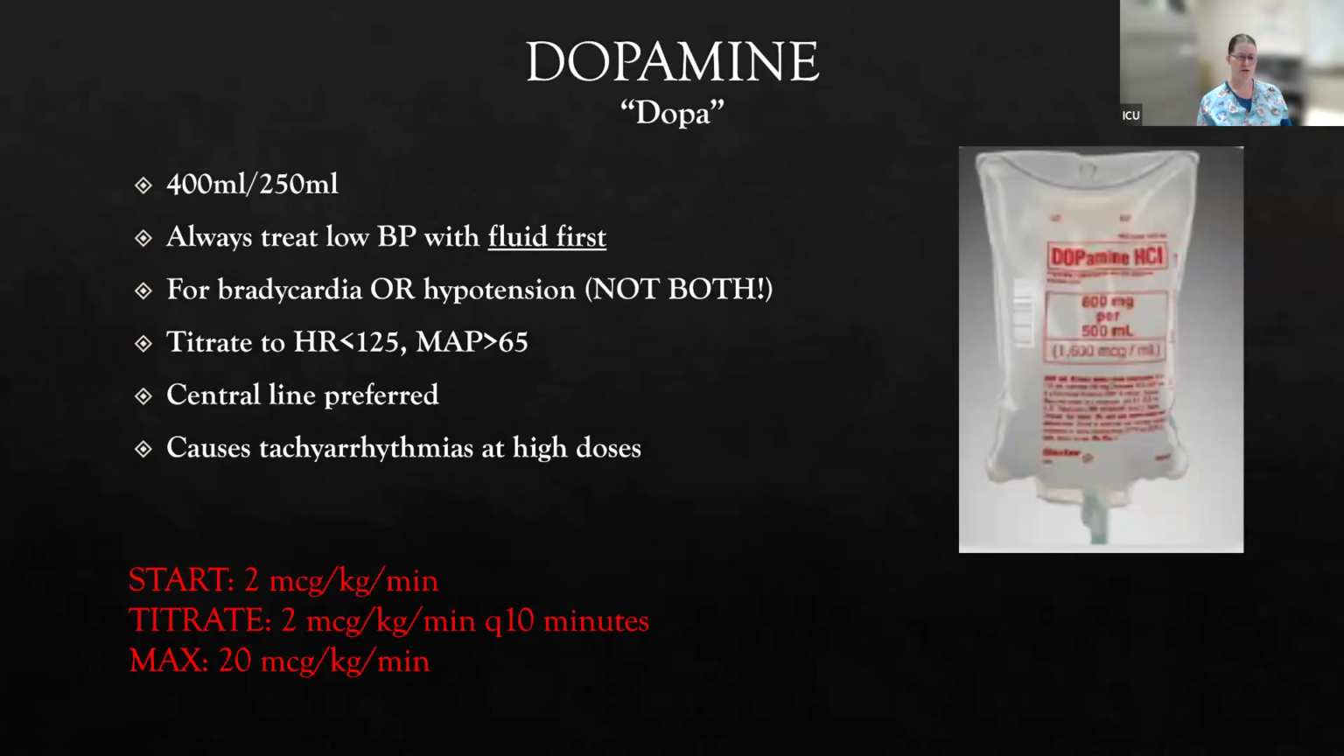Titrate to a heart rate less than 125, MAP greater than 65. Central line, of course, is always preferred. It can cause tachyarrhythmias at high doses. If your patient starts having PVCs or runs a VTAC, you want to back off. It's probably because of the high dose of dopamine. Here we start at a rate of 2 mics per kilo per minute. So this one is weight-based. We titrate 2 mics per kilo per minute every 10 minutes with a maximum of 20.